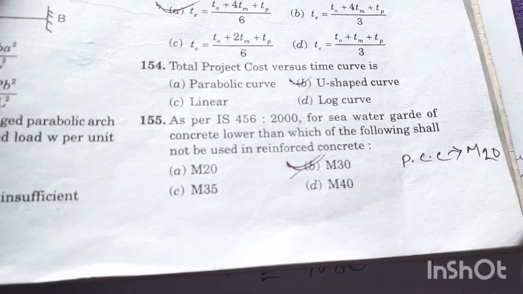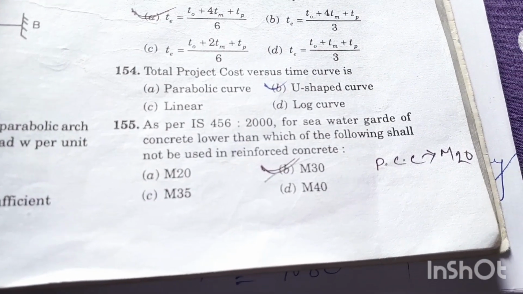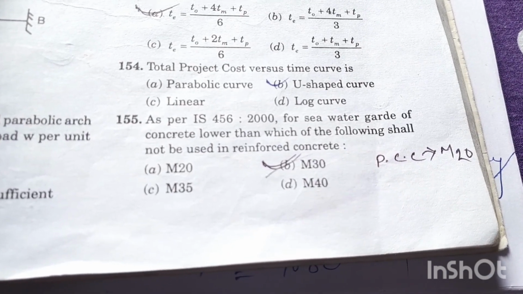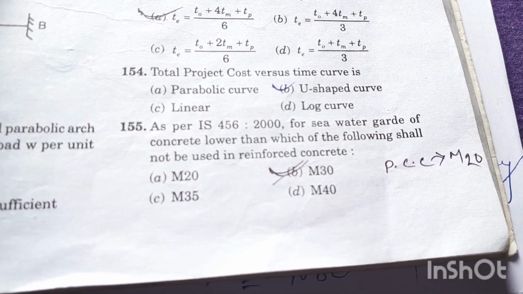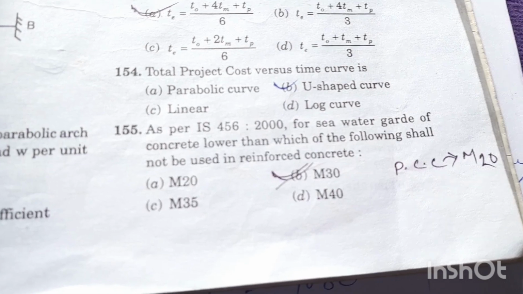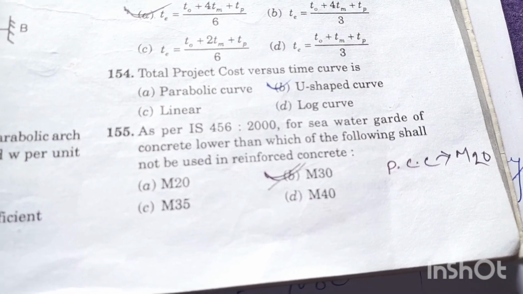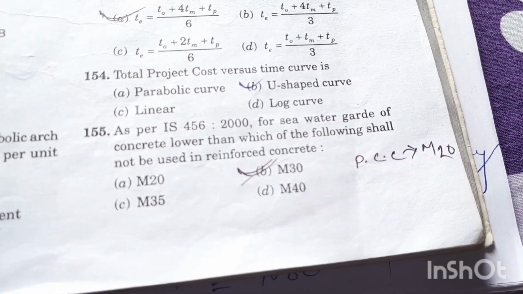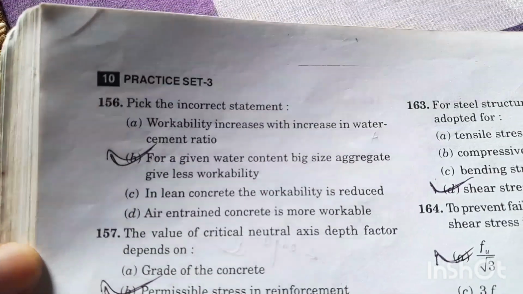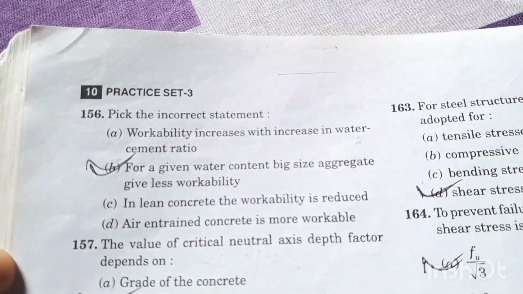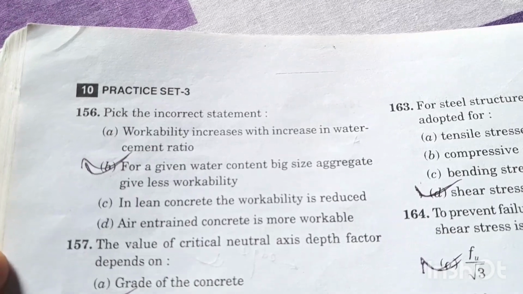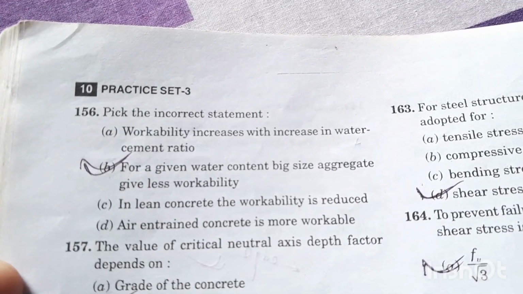Question number 155. As per IS 456-2000, for seawater, grade of concrete lower than which of the following shall not be used in reinforced concrete? M30. Option B is the right answer. And in case of PCC, it is M20. Question number 156. Pick up the incorrect statement. Option A. Workability increases with increase in water cement ratio. Right. Option B.